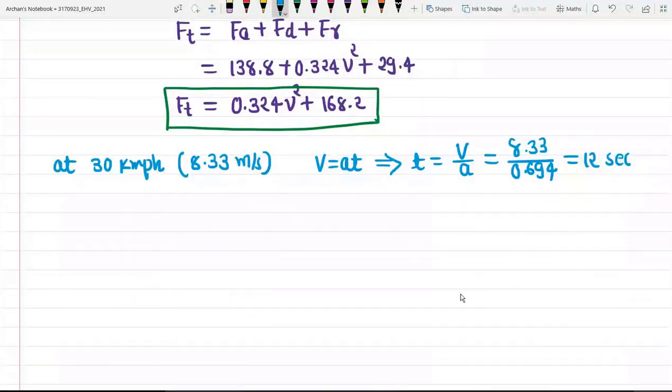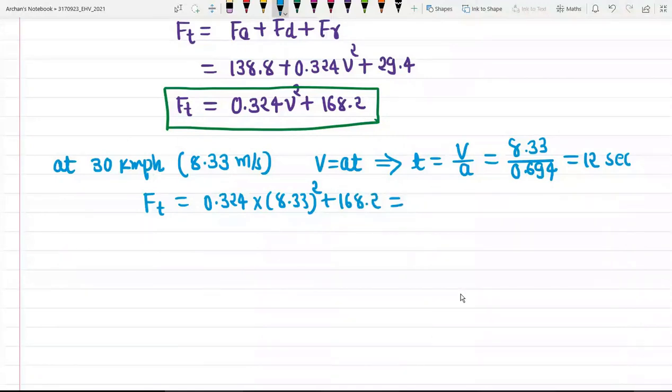Now what is the force required? Ft will be equal to 0.324 into v square, that is 8.33 square, plus 168.2, which is equal to 190.68 Newton. Okay, so this is the total force required.